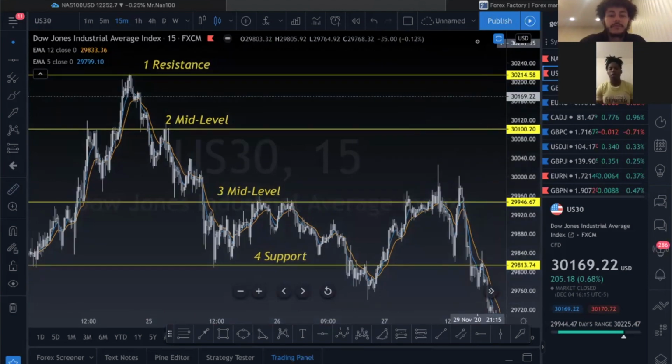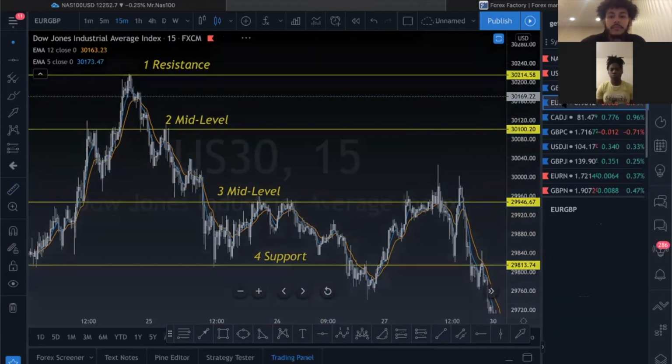All right, so now we're about to look at two currency pairs. They're very cool, nice and settled. We're looking at Euro GBP, which is the Euro versus the Great British Pound, and we're looking at CAD JPY, which is the Canadian dollar versus the Japanese yen. All right, so now, bro, pull up Euro GBP real quick.